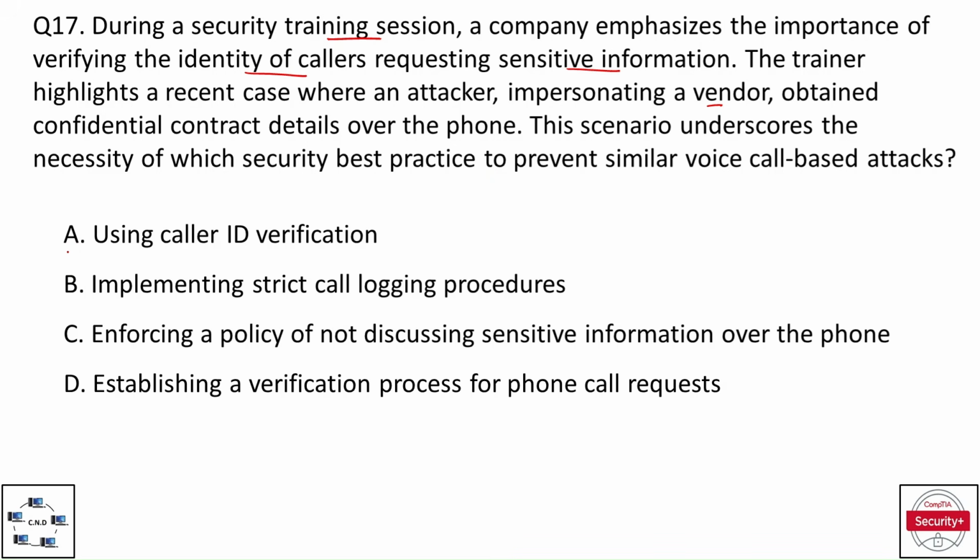And the options are option A, using caller ID verification, option B, implementing strict call logging procedures, option C, enforcing a policy of not discussing sensitive information over the phone, and option D, establishing a verification process for phone call requests. And the correct option is option D, establishing a verification process for phone call requests.